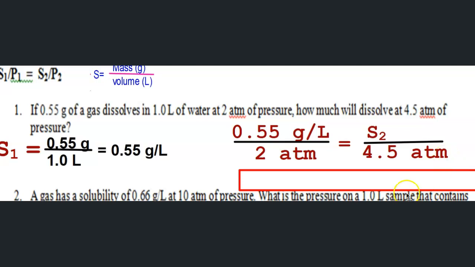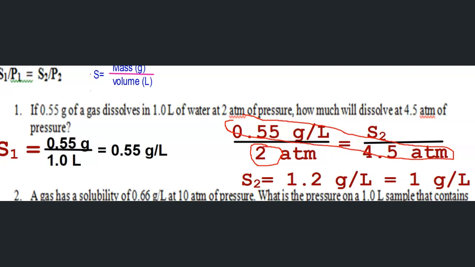Now, when looking at this, you're increasing the pressure. So based on that, your solubility should increase if the pressure is getting higher. And as always, when you have something set up as fractions like this, you're always going to cross multiply your two numbers and then divide by the other number, the one in the denominator.